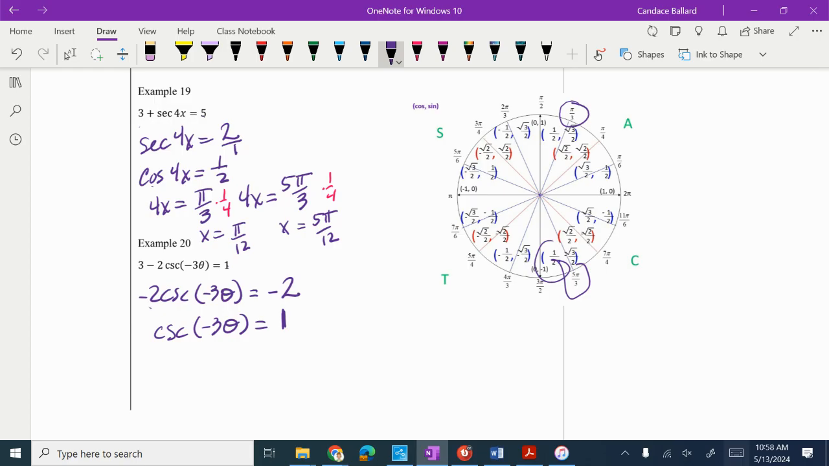Okay, and then now we're going to do reciprocal. So what's cosecant the reciprocal of? Sine. And to do the reciprocal, don't I just flip the 1, which is still going to be 1? Okay, you try it from there. Okay, see if you can finish it. So find everywhere where the sine is 1. Okay, set -3 theta equal to it.